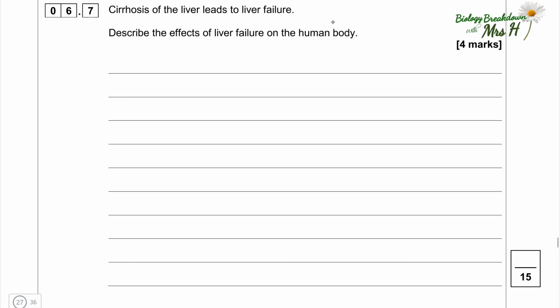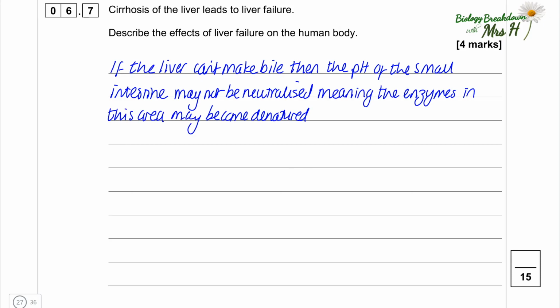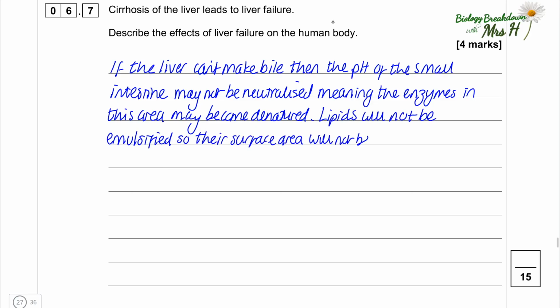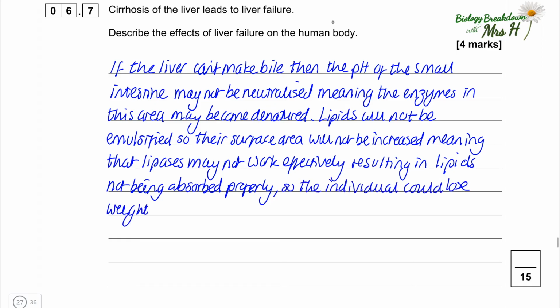So the first thing I would go with would be, if the liver can't make bile, then the pH of the small intestine may not be neutralised, meaning the enzymes in this area might become denatured. Lipids won't be emulsified, so their surface area will not be increased, meaning that lipases may not work effectively, resulting in lipids not being absorbed properly, so the individual could lose weight.